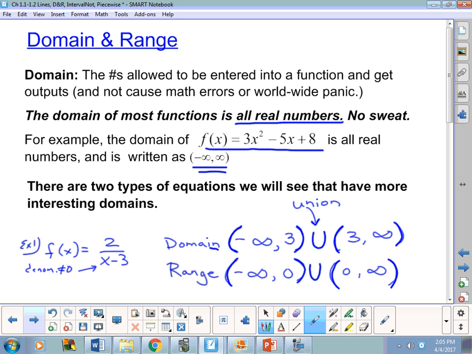Now there are 2 types of equations, as I spoke of, that'll have more interesting domains. All right?